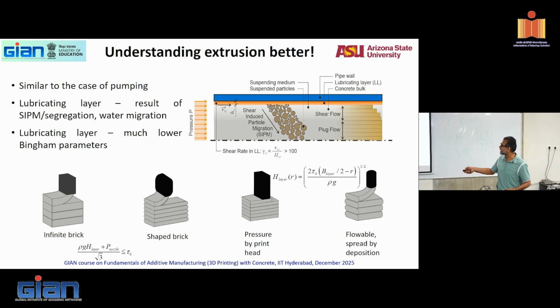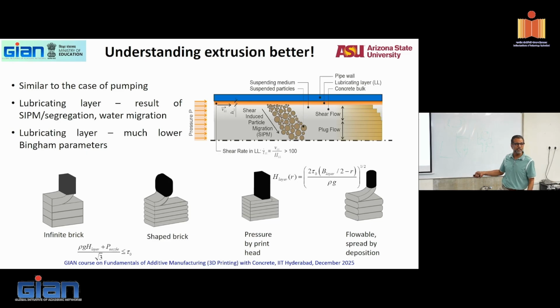Here, because you see that it's spreading out a little bit more. Here it's pressure by print head. The print head actually exerts a pressure so that you get consolidation while you print itself. It's not a very efficient method because you really can't control that pressure. And then, of course, spreading by deposition.